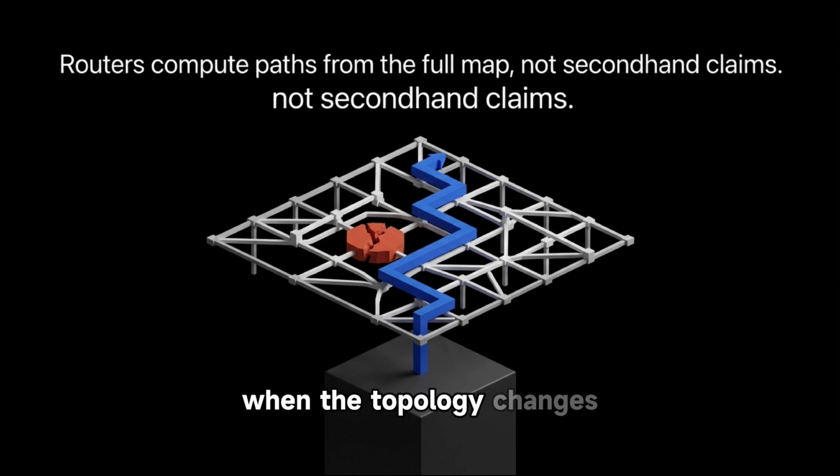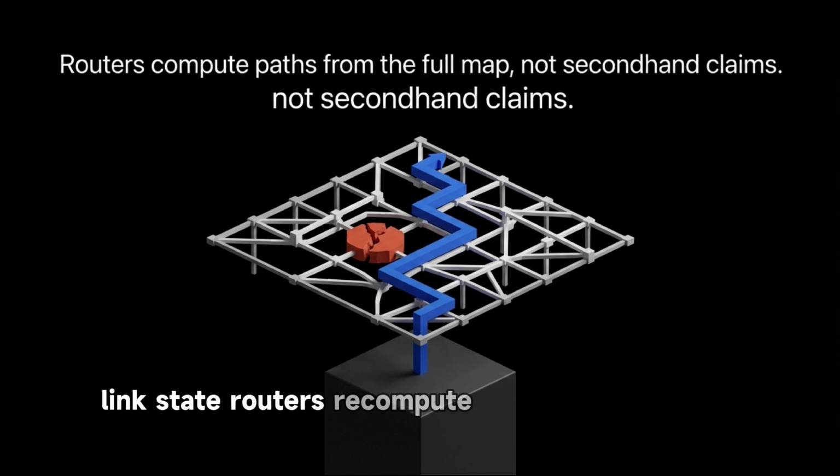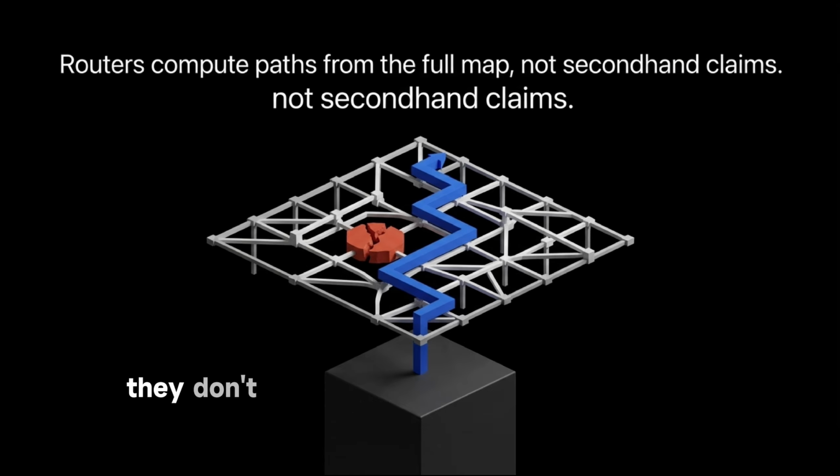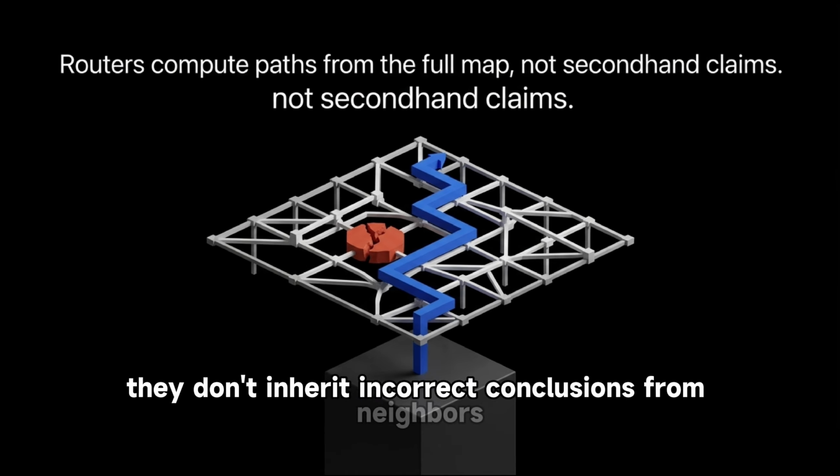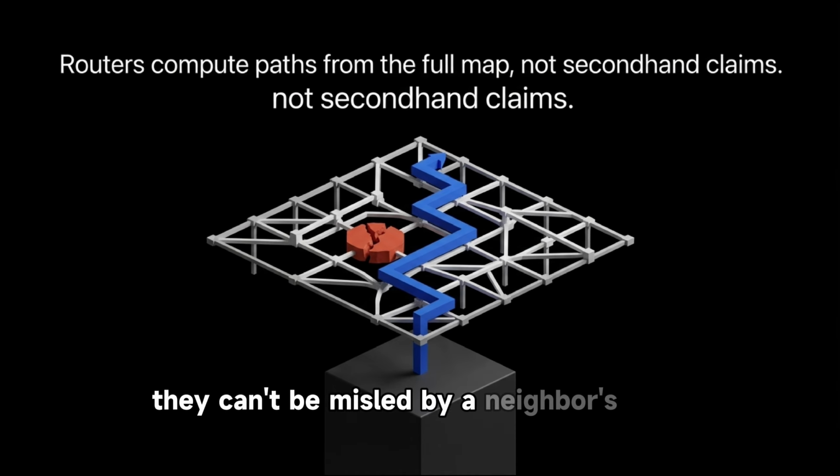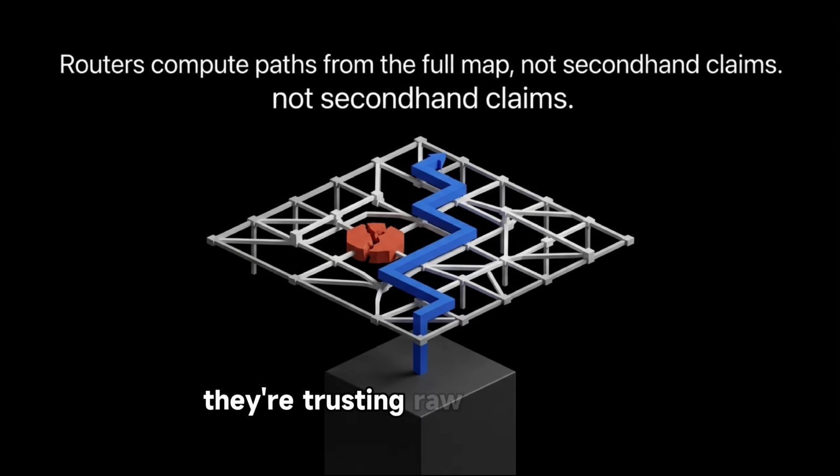When the topology changes, link state routers recompute from first principles. They don't inherit incorrect conclusions from neighbors. They can't be misled by a neighbor's stale advertisement because they're not trusting conclusions. They're trusting raw observations and doing the reasoning themselves.